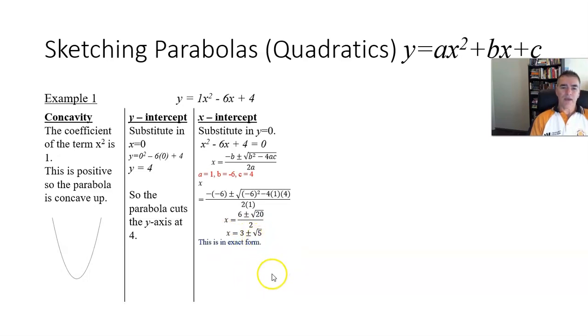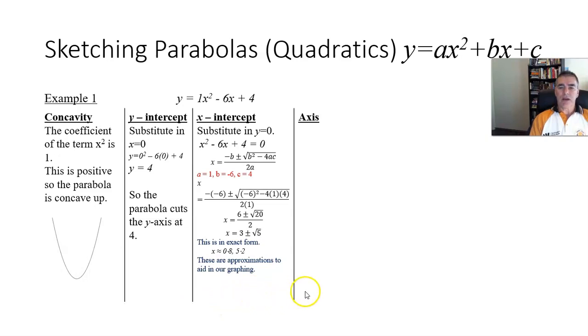But where would they fit on the x-axis? What we can do is actually do those on our calculator: 3 take away root 5, and 3 plus root 5, and they will give us estimates of where they will be on our x-axis. So 3 take away root 5 is approximately 0.8, and 3 plus root 5 is approximately 5.2. That just makes it easier for us to estimate where the x-intercepts are.